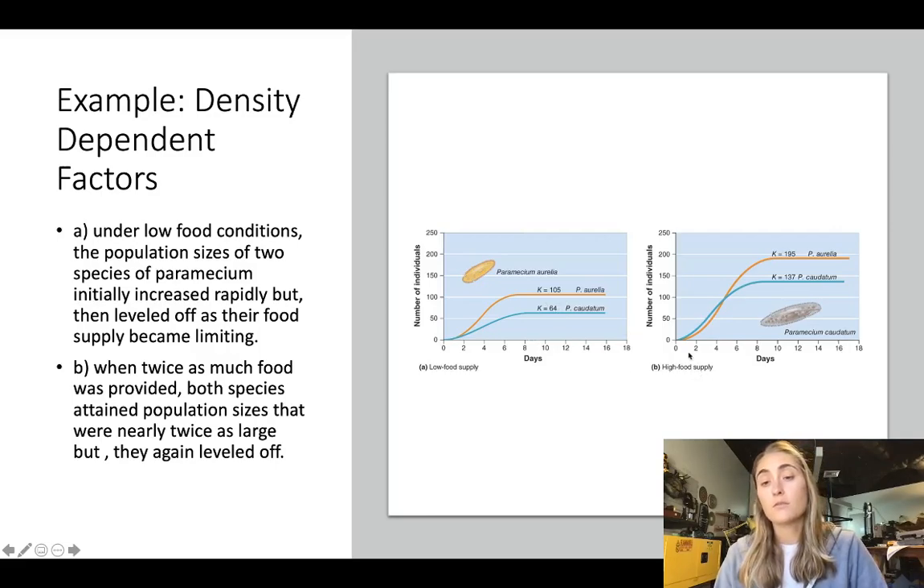Whereas if we double the food supply, we see a doubling in the size of the population of paramecium. But again, we still see a leveling off. So it's showing two things. One, even if you double the food supply or have more, you'll still reach a carrying capacity because eventually you will run out of food, so you don't always see exponential growth. But it does show that if you increase your limiting factor, then the level of your carrying capacity can be raised.